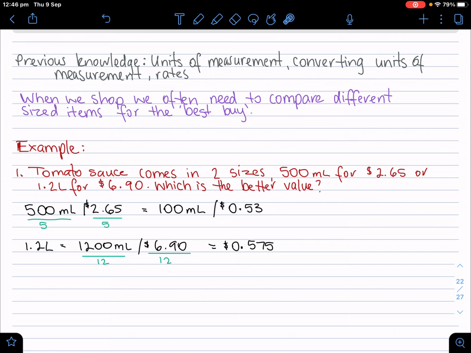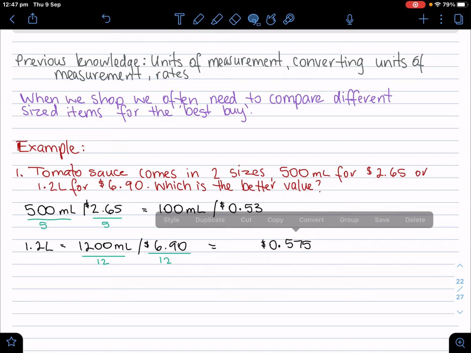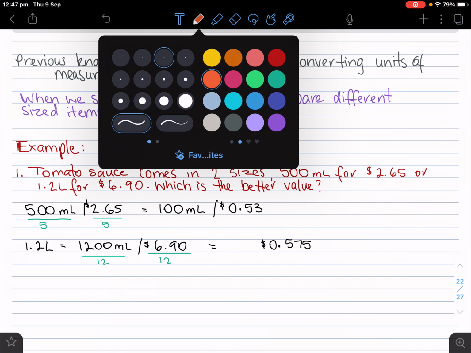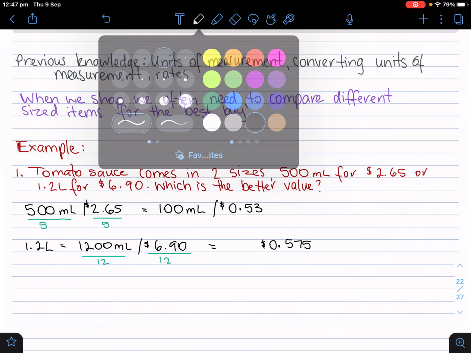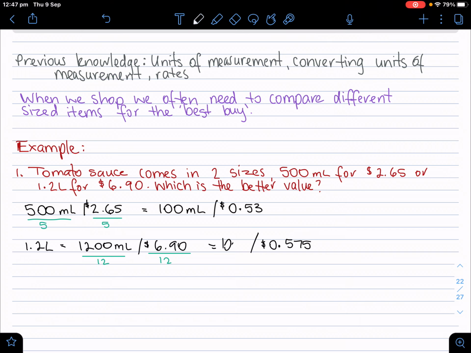So for the first example, we have it in 500 mils. I need to convert them both into per 100 mil prices in order to figure out which one is the best buy. So for the first one, I need to divide both by 5 to figure out what is the per 100 mil price. If I divide this side by 5, it makes it 100 mils, but to make it equivalent, I need to divide the other side by 5 as well. So for the 500 mil, it's 53 cents per 100 mils.